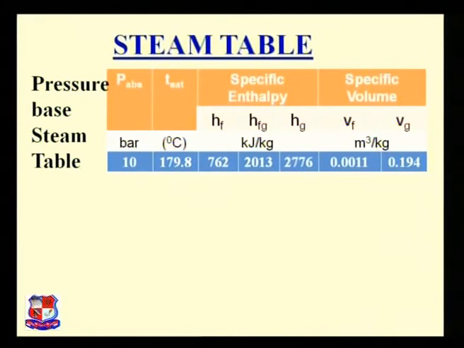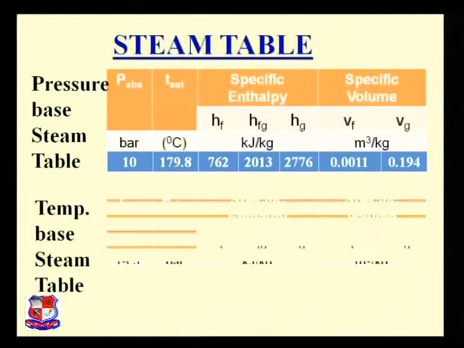Now let us see how the steam table is. So the steam table, one is a pressure based steam table. It has the first column as pressure and the rest of the columns are saturated temperature, that is T set, specific enthalpy HF, HFG and Hg, and specific volume Vf and Vg. So if we know the pressure, we can find out the other values like T set, HF, HFG, Hg, Vf and Vg. So this is one kind of steam table which is known as the pressure based steam table.